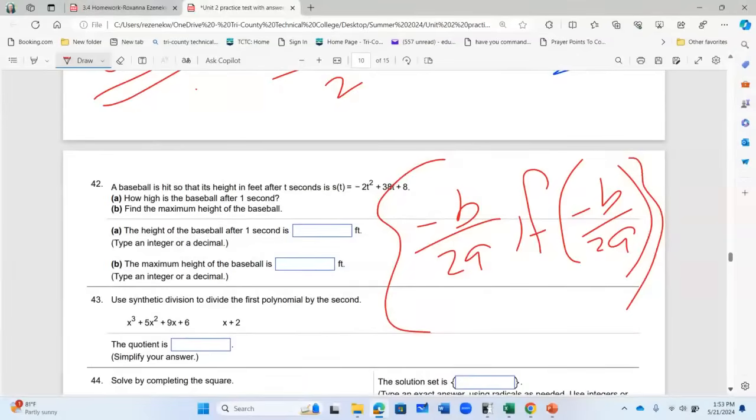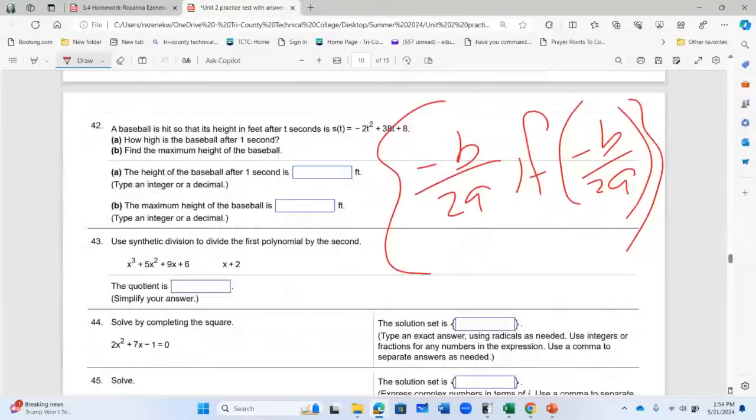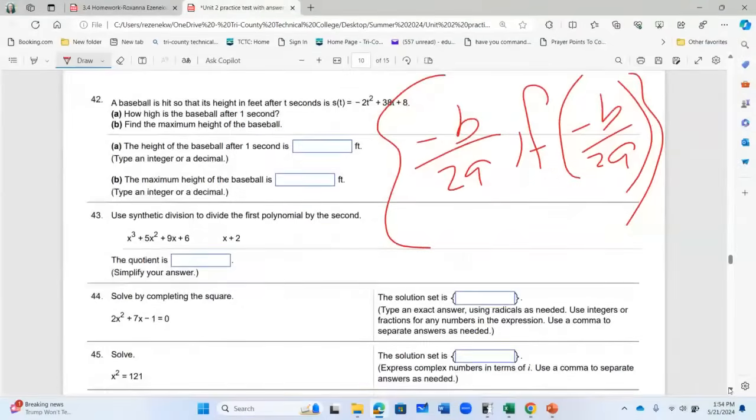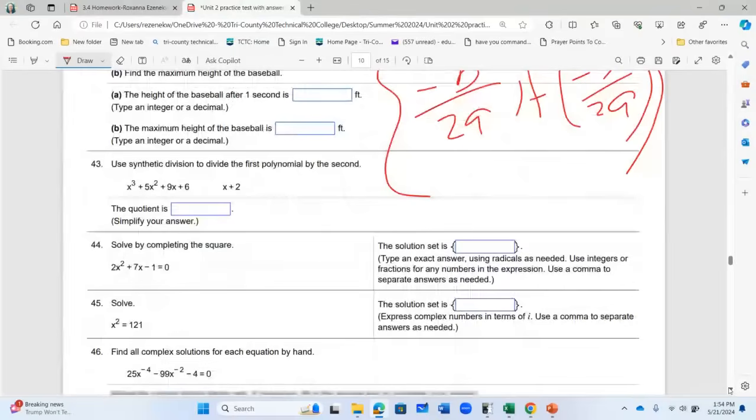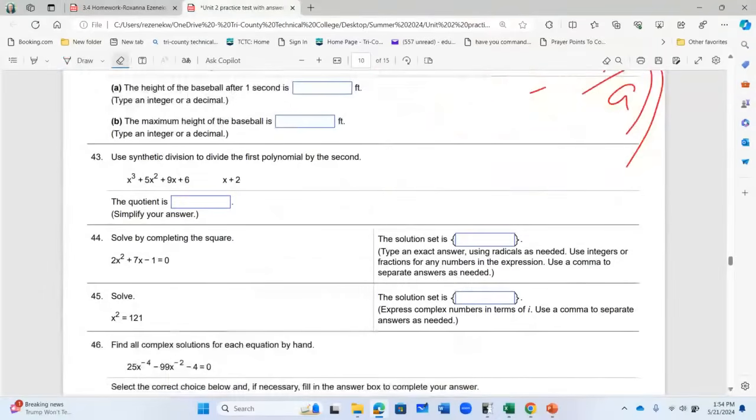The one thing I'm going to do now, the last minute, is synthetic division. Use synthetic division to do number 43. The worksheet we're doing now is homework for section 3.4. So we are in our fourth section today.